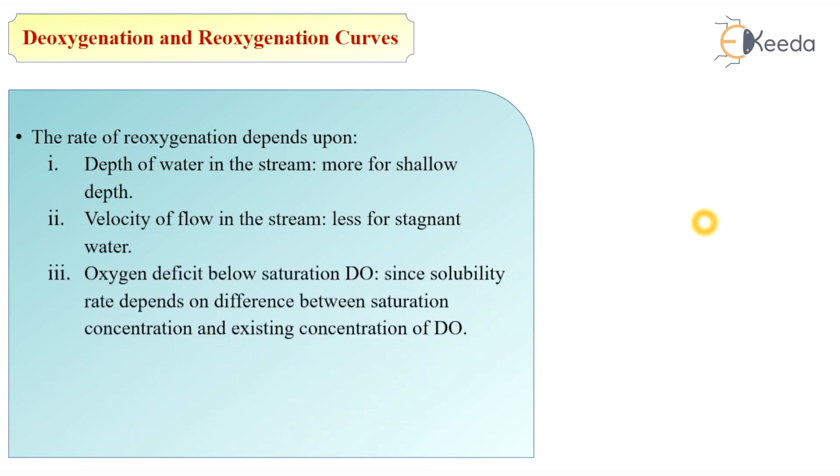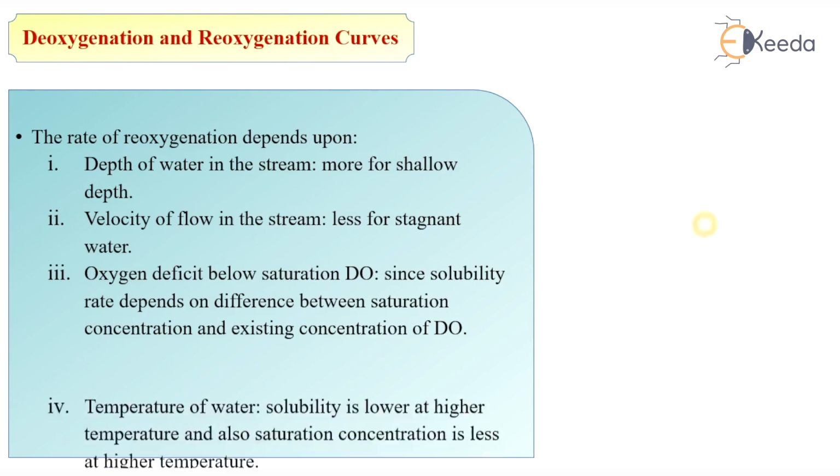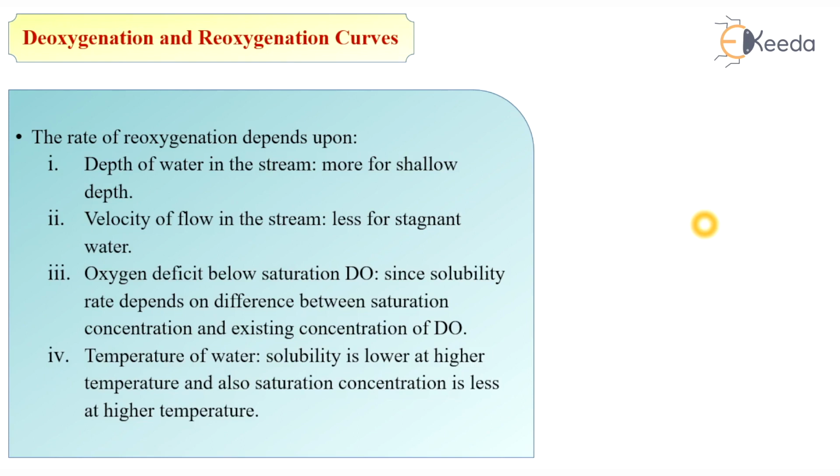The third factor is the oxygen deficit below the saturation dissolved oxygen, since the solubility rate depends on the difference between saturation concentration and existing concentration of DO. And the last important point is temperature. The solubility of dissolved oxygen is lower at higher temperature, and also the saturation concentration is less at higher temperature. So those are some important factors deciding the rate of reoxygenation.